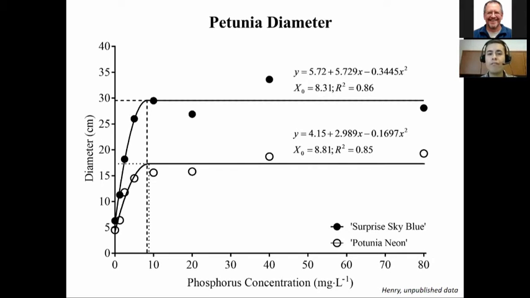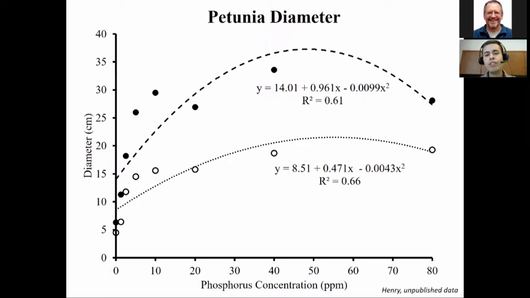So even though they have very drastically different growth habits, they both require about the same amount of phosphorus, which is still extremely low. And I just wanted to show you this really quickly. How I and a lot of other researchers tend to plot out this data is with a typical quadratic regression curve. So you can see that there's 2 different curves. The top curve, again, representing Surprise Sky Blue, the bottom curve representing Petunia Neon.